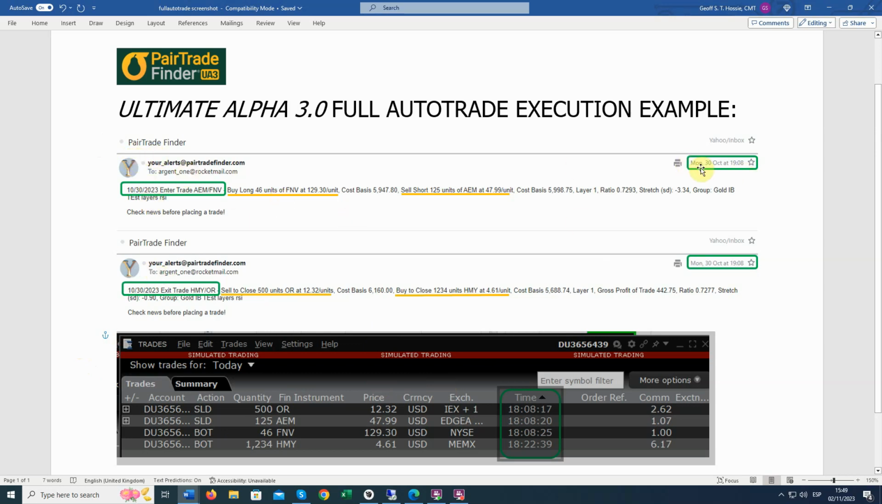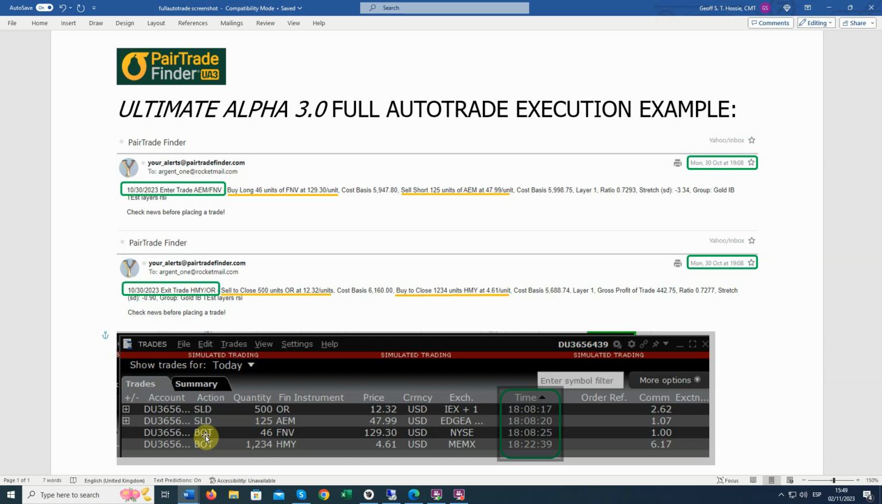So we got these on 30th of October at 7:08 p.m. at the computer where they were received. And one was an enter trade, another was an exit trade. And what happens? Well, for the enter trade, it was AEM FNV, and it was to buy long 46 units of FNV at 129.30. And as you can see, automatically, we were not in PairTrade Finder, we were not in IB, didn't even have to open the email.